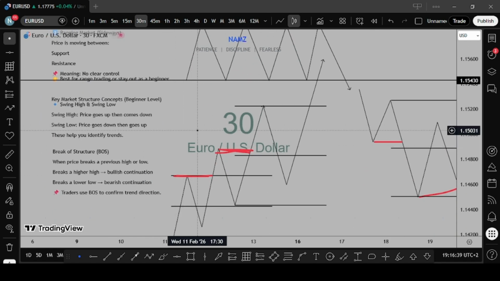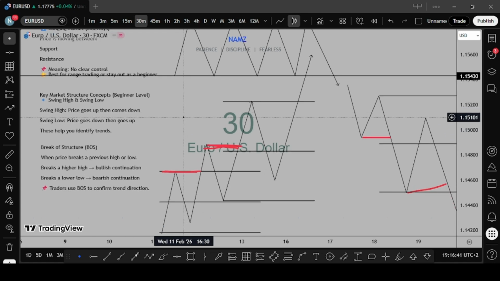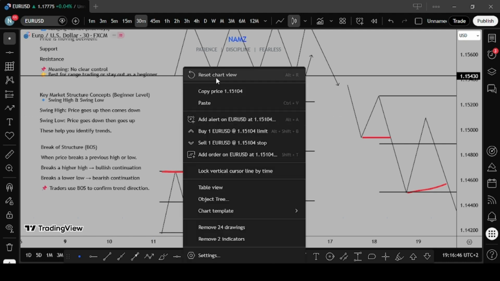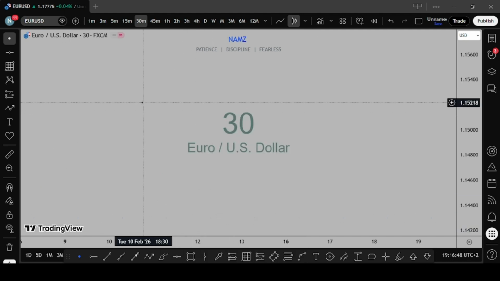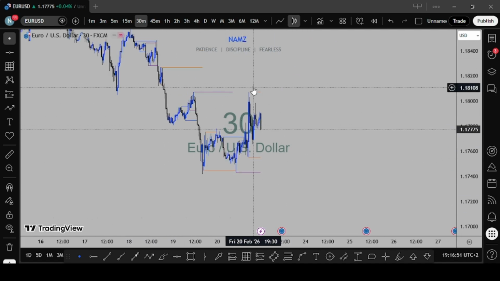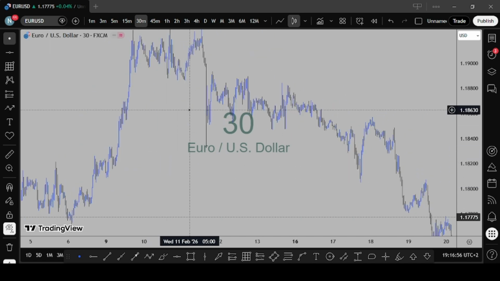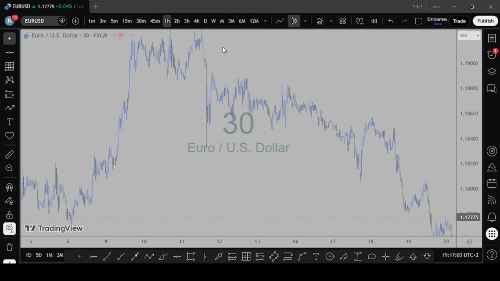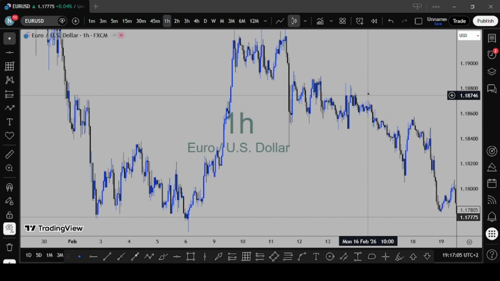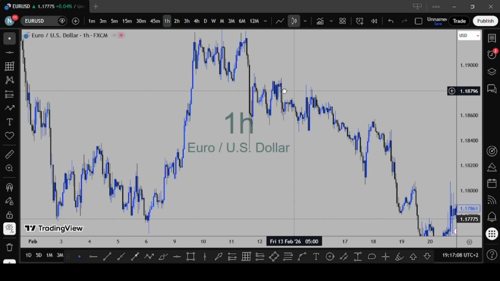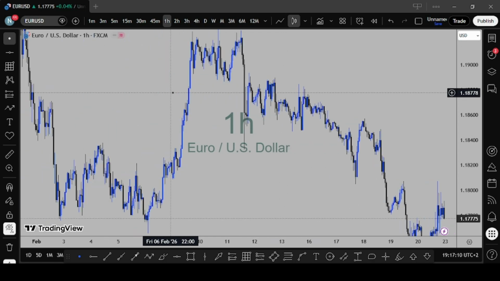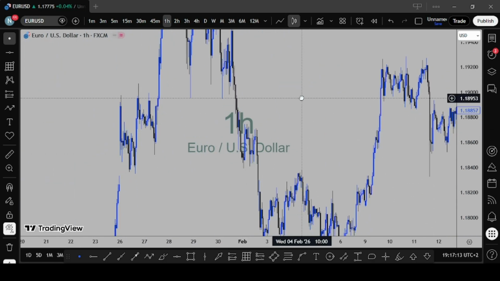So now, what I've just said, let us apply it on the real and live market. So I will remove all these drawings and then let's implement them. Okay, so this is EURUSD. I'm using EURUSD because this is the most recommended pair for beginners. If you are just starting, this pair is for you.